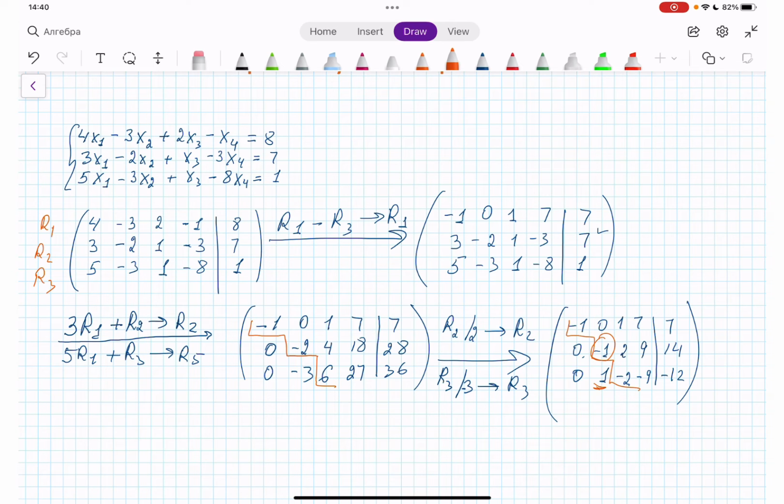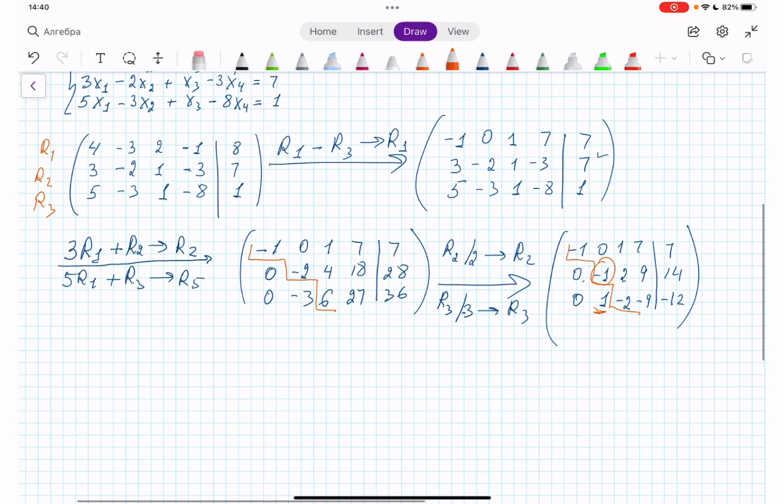So what do we do? Subtract or add, rather, it's negative, so add the second and third lines. Okay, let's do that.